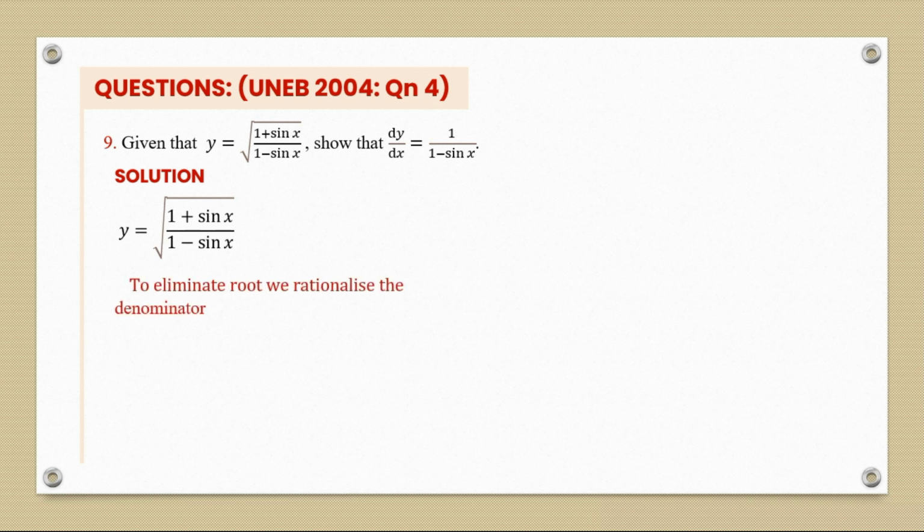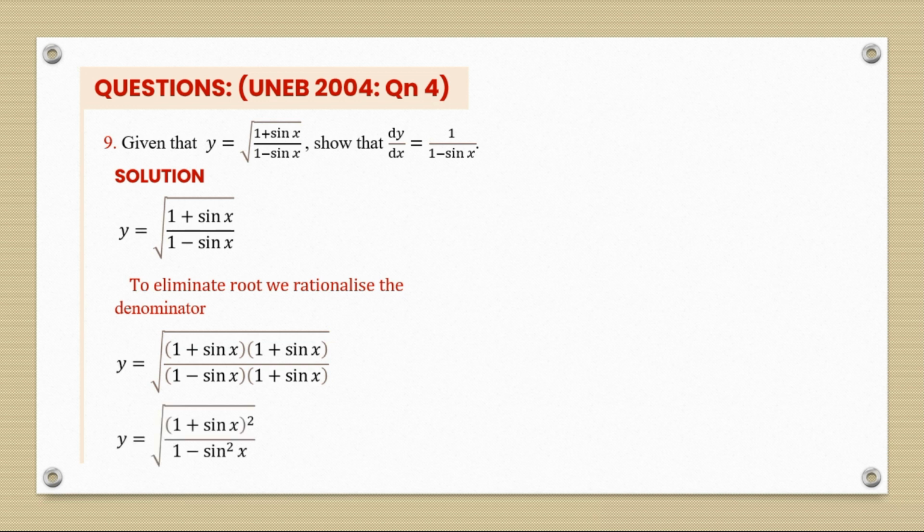Alright, so to eliminate the root, we're going to rationalize the denominator. So we're going to multiply both the top and the bottom by 1 plus sine x. So this is what we end up having: 1 plus sine x bracket squared over 1 minus sine squared x. Remember, when rationalizing the denominator, it means multiplying both the top and bottom by another value that has a different sign from what we have there. Then this is what we're left with.